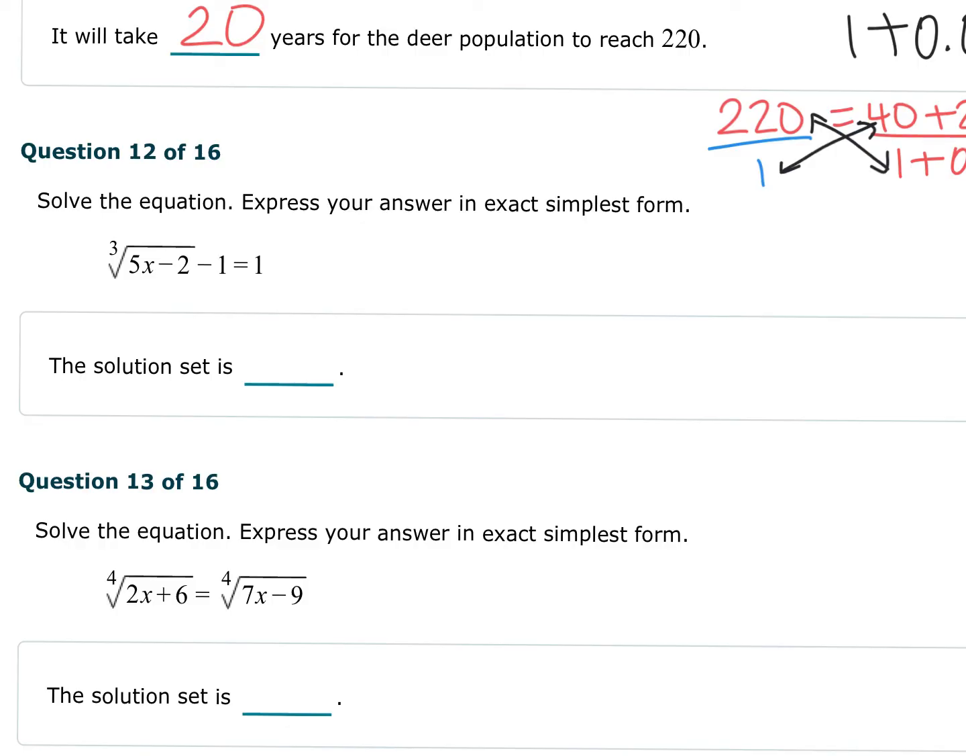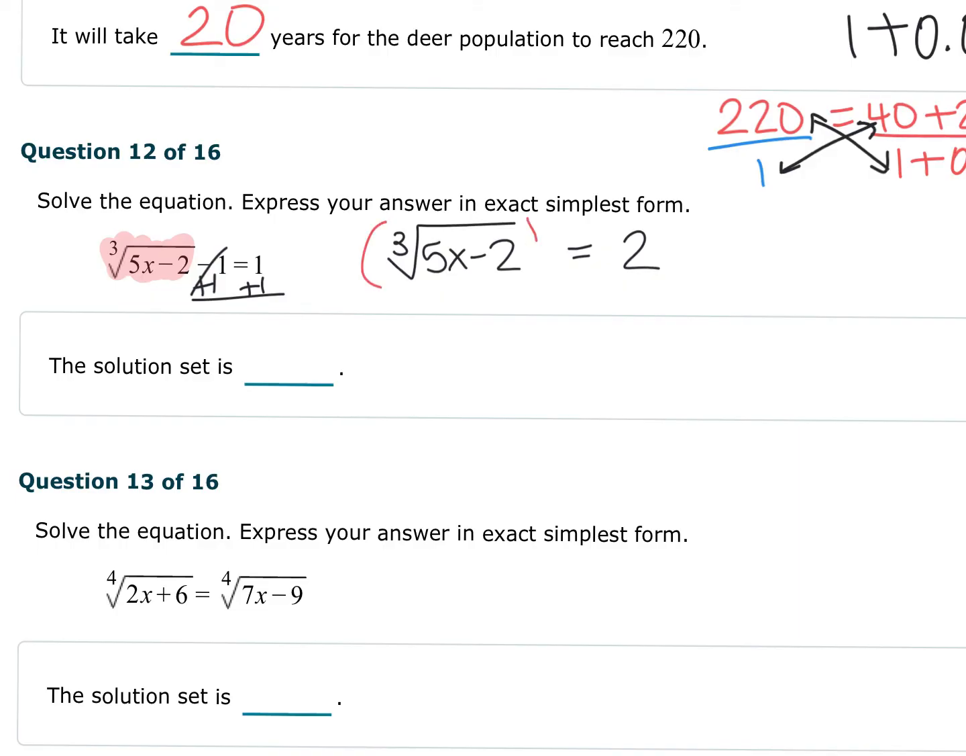And the first thing we're going to want to do when we solve a radical equation, whether it's the square root or the third root or the fourth root, is we want to make sure it's isolated. So the first thing I want to do is move 1 to both sides of the equal sign. And that's going to give me the cube root of 5x minus 2 is equal to 2. Then I can cube both sides.